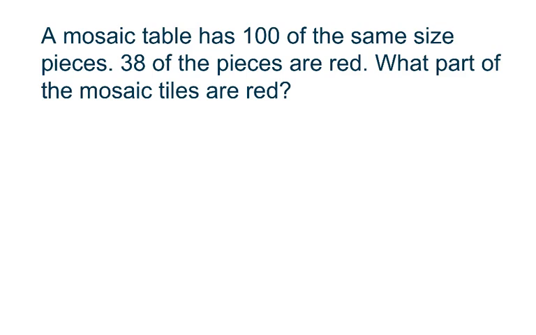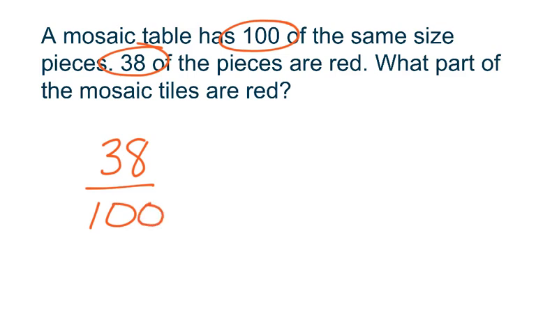When we're writing this as a fraction, our whole is 100 and our part that's red is 38, so we would write it as 38 hundredths. If we're writing this as a decimal, we would have 0 wholes and we would have 38 hundredths.